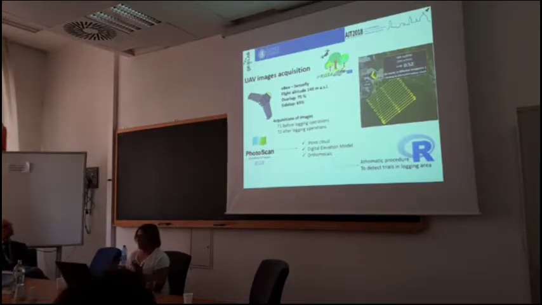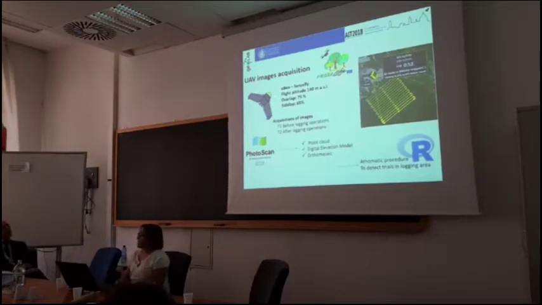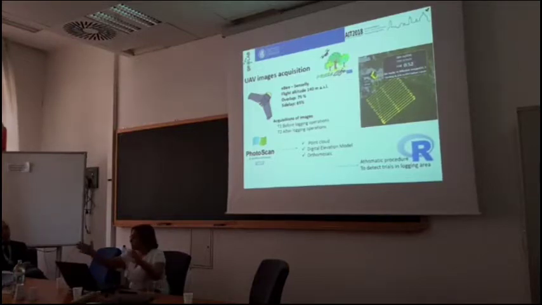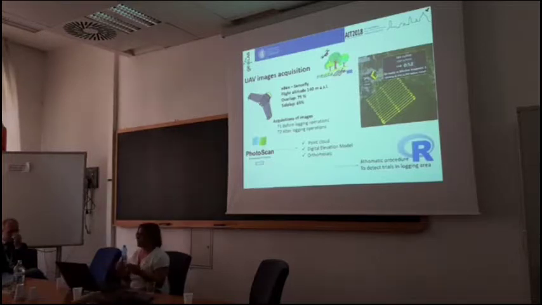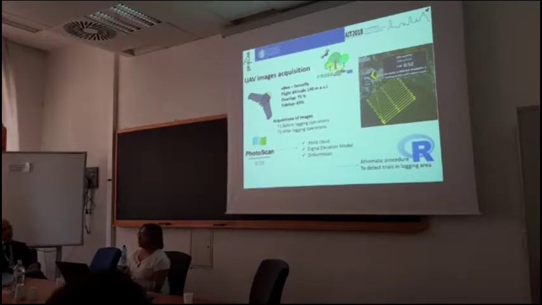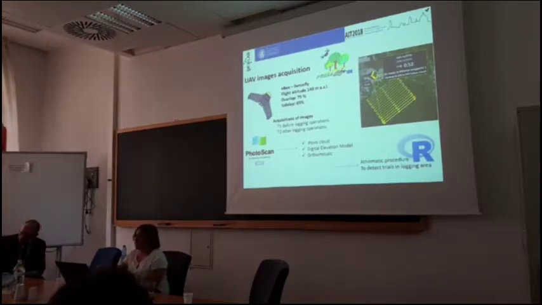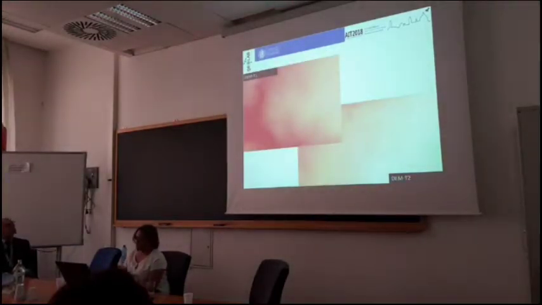And we created an automatic procedure to detect trails in logging areas. This is really important for forest managers and authority control, because if the trails are not distributed in the area with distance between each other, and if the tractor traffics all the area, we can have a lot of problems of forest regeneration, and also a lot of problems of erosion. So for the authority that needs to control logging areas, it's really important to know this aspect.